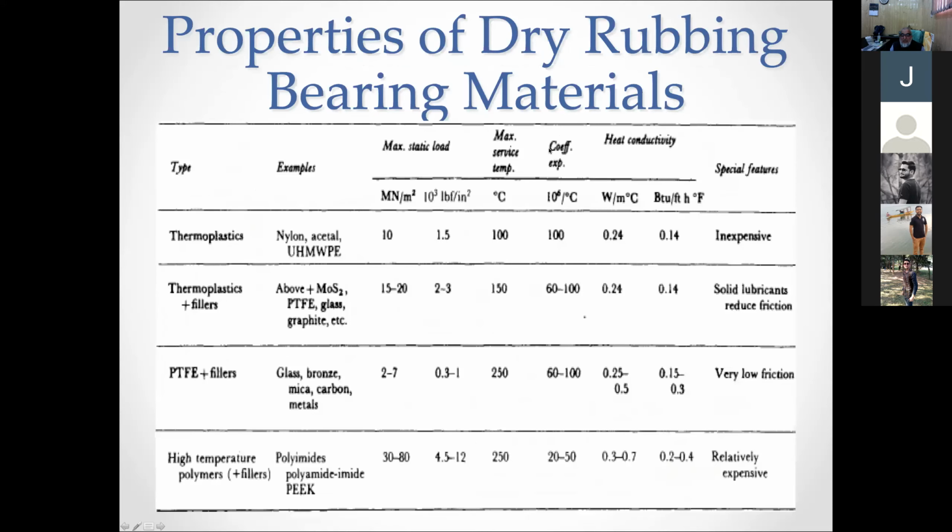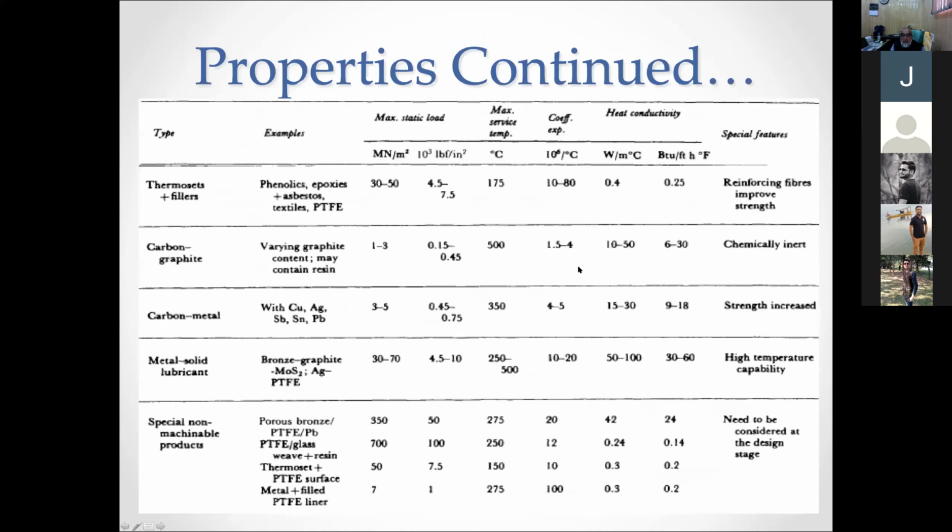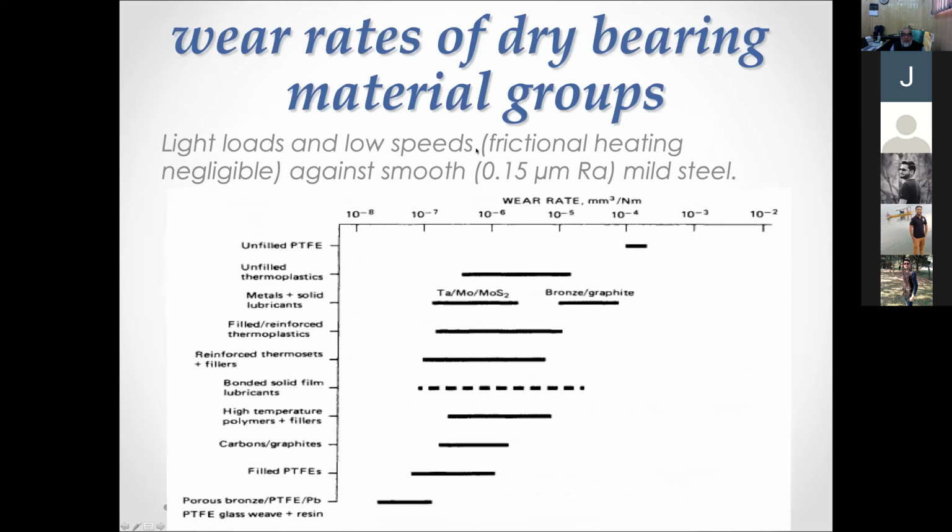Then these are the further properties of dry bearing materials. You can see here, properties continued. This is the wear rate of dry bearing material.